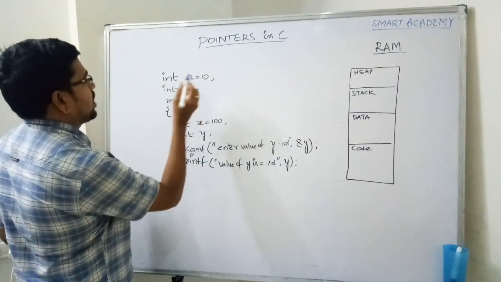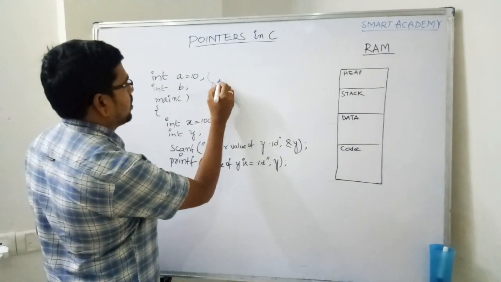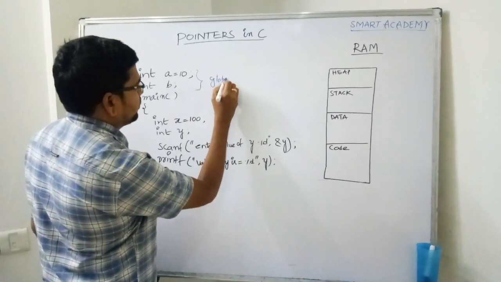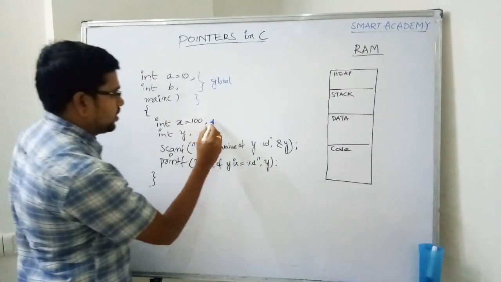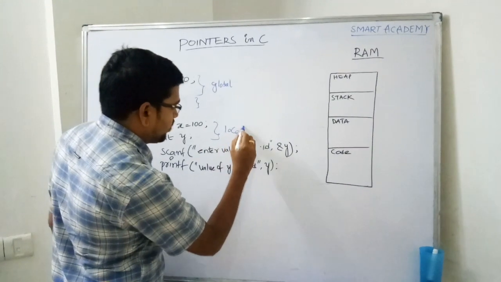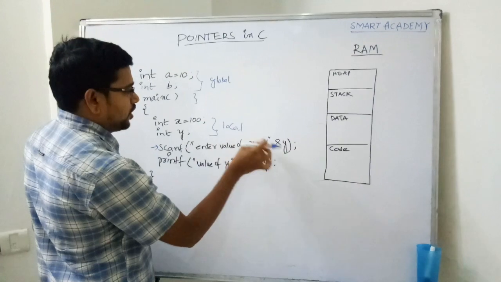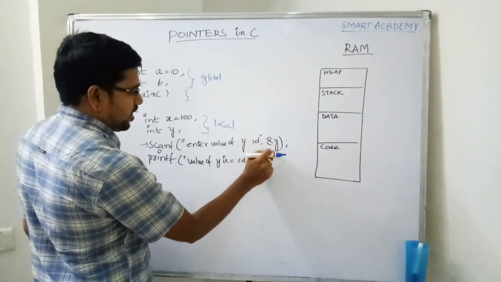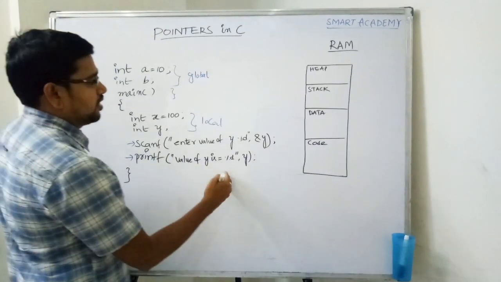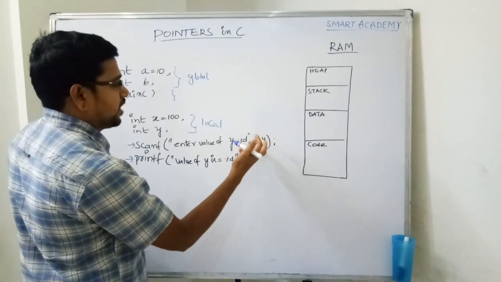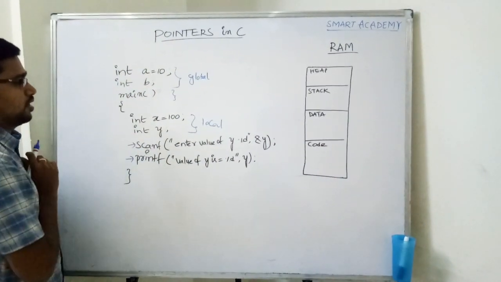My program started with a couple of global variable declarations. These two are called global variables, A and B, and my main started here. These two are called local variables, and scanf will read the value into my variable y from the standard input, and printf will display the value that has been read in variable y. Okay, so now let's see.